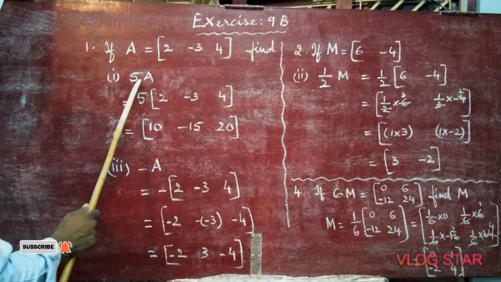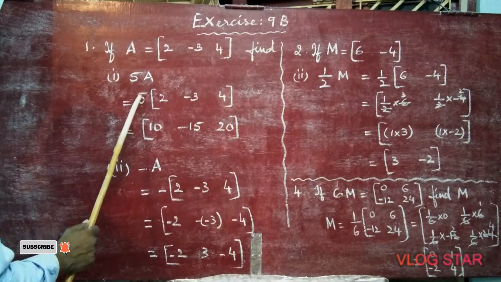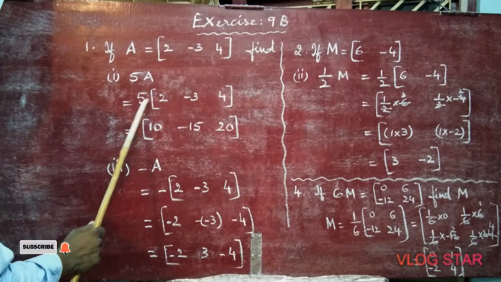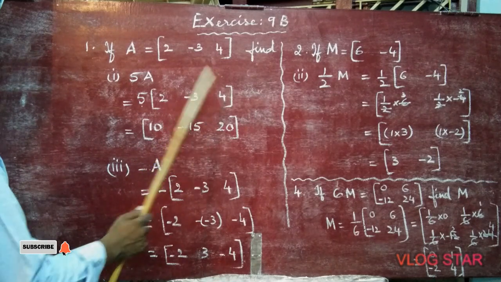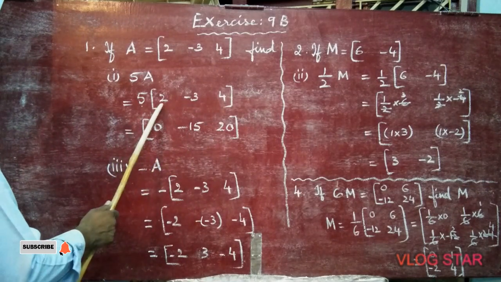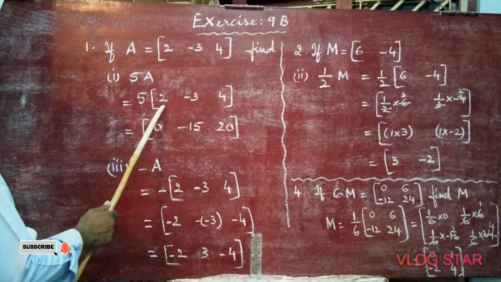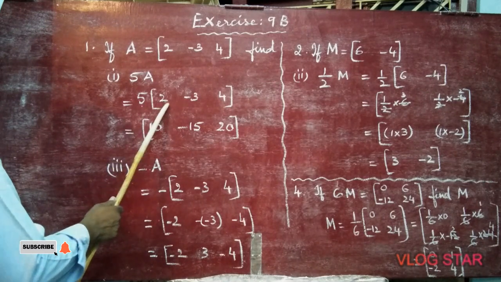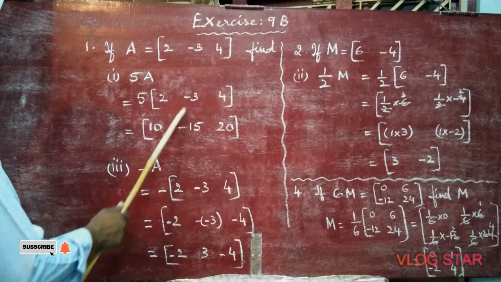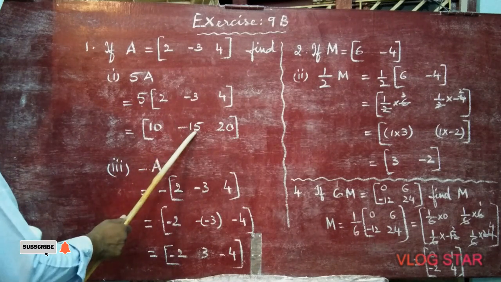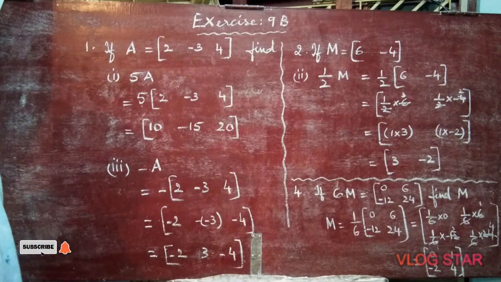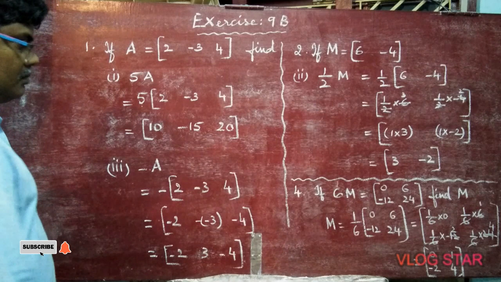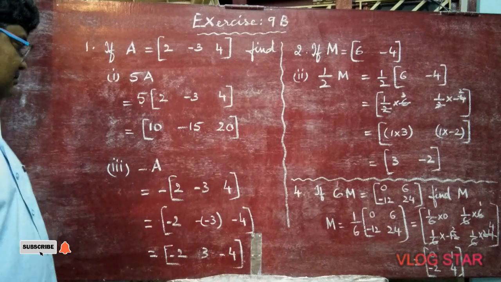Find first bit, 5A. What is the meaning of 5A? It means 5 into A. A is what? Matrix [2, -3, 4]. Now multiply each member with 5. 5 2s are 10. Plus into minus, minus: 5 3s are 15. Plus into plus, plus: 5 4s are 20. Very simple, very easy. Matrix is very easy, but don't play any tricks in this matrix.